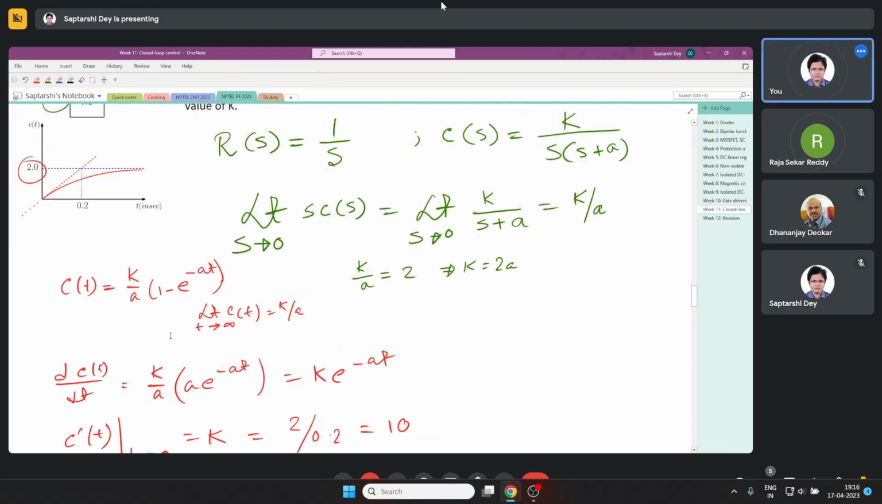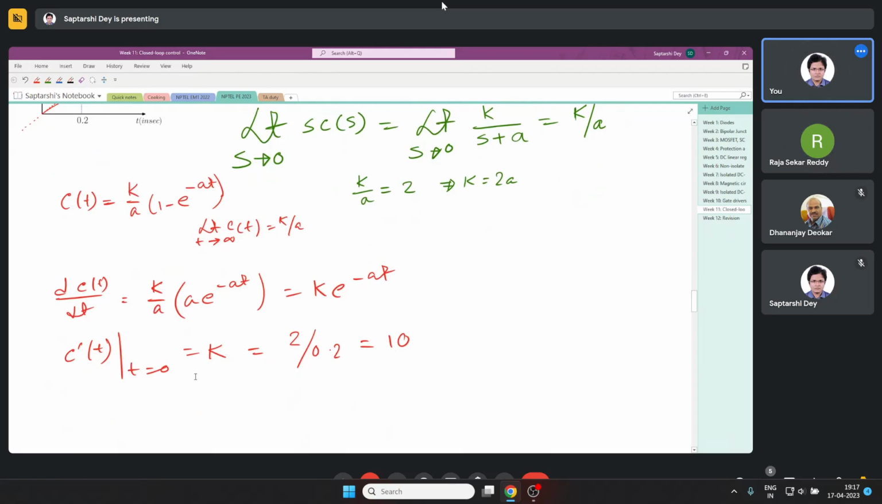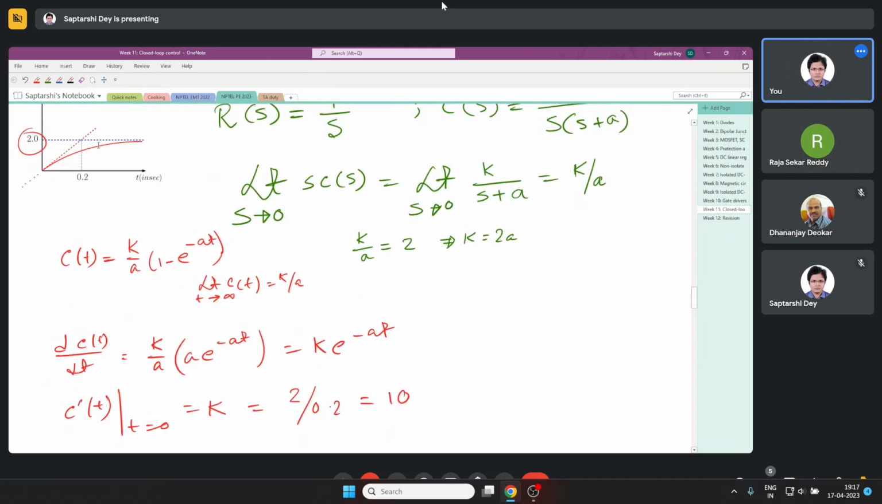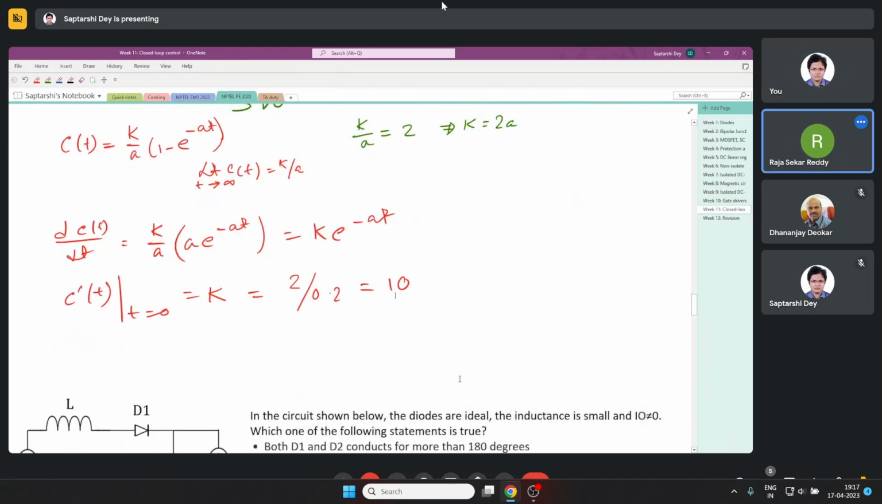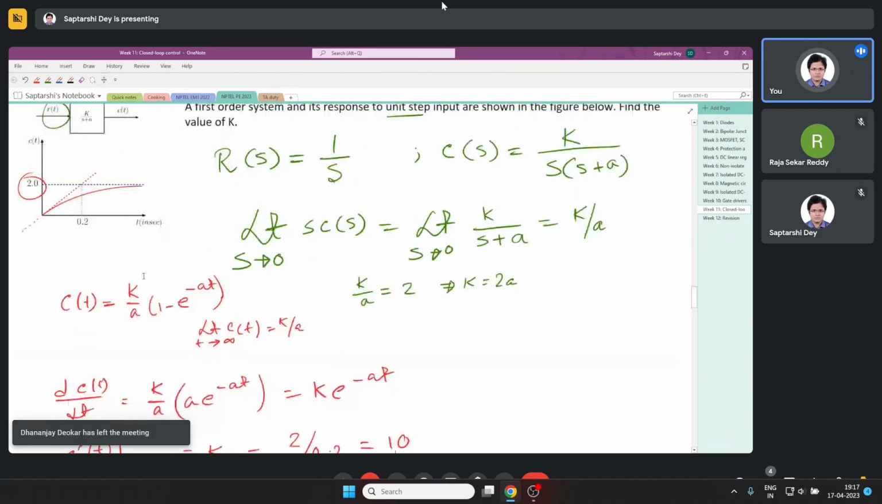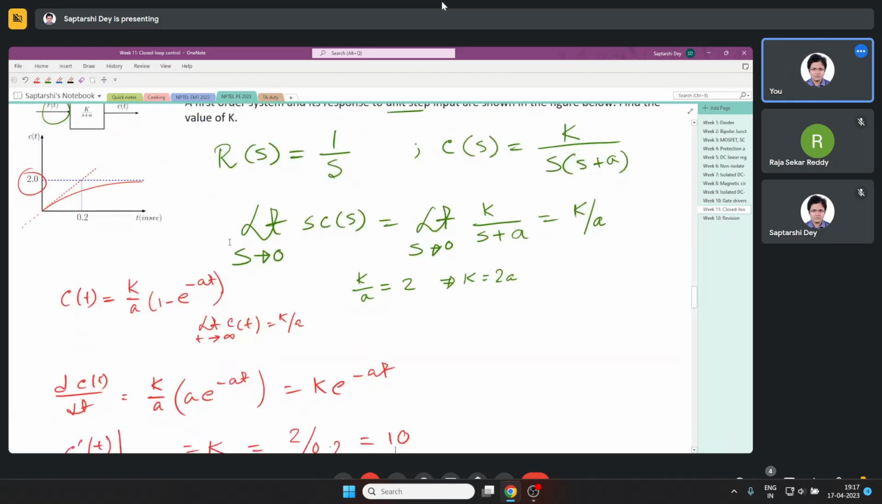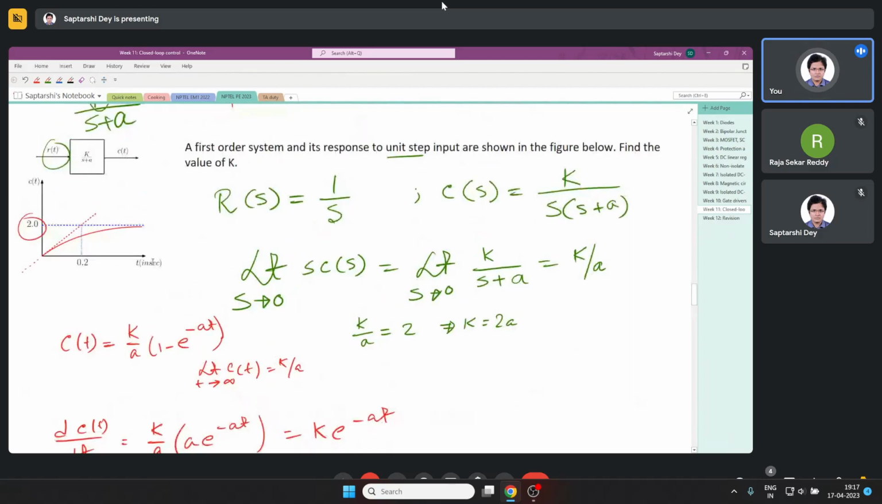The differentiation is correct. K by a, 1 is 0, minus becomes a, minus a t, k e to the power minus a t, and as t tends to 0 it is 1. So k is 2 by 0.2, it is 10. Yes, k is 10. Okay, straightforward question, just control related. Only thing is that I missed out that there is one more piece of information here.